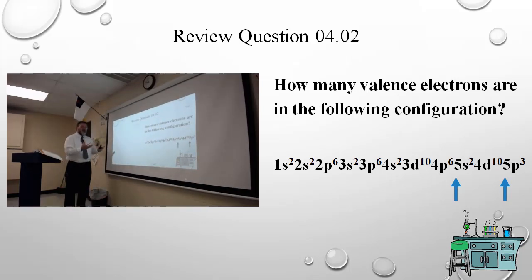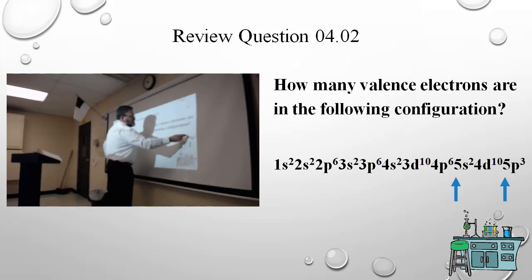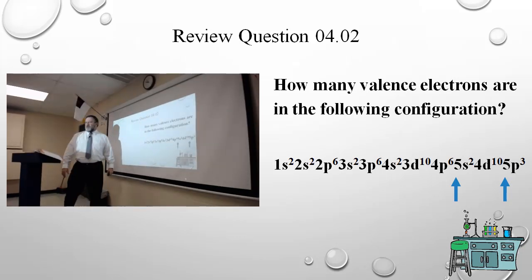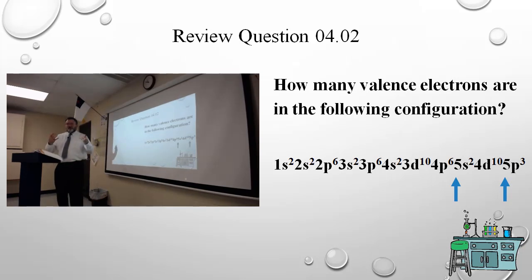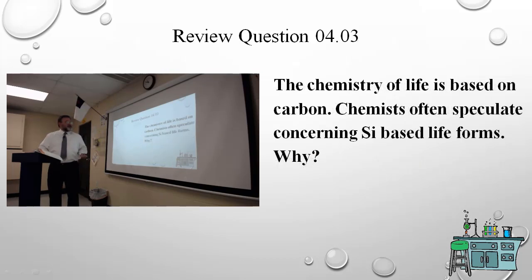In this case, the 5th energy level has 5 electrons in it, 2 in the s orbital and 3 in the p orbital. So there are 5 valence electrons. Remember that this d orbital is not part of the valence. Those electrons fill later, but they're actually in the 4th energy level, not in the 5th energy level. Okay? Go ahead and pass off the towels, and we'll go ahead with review question number 3.